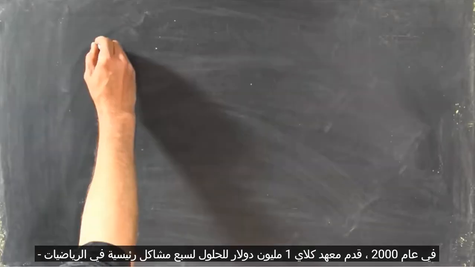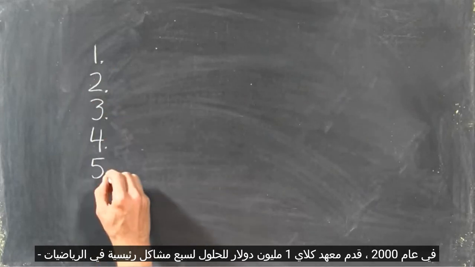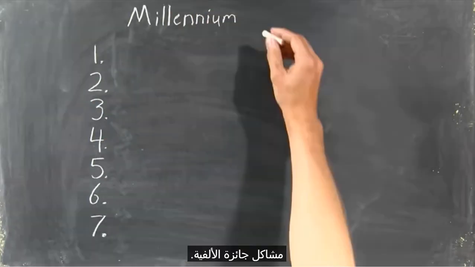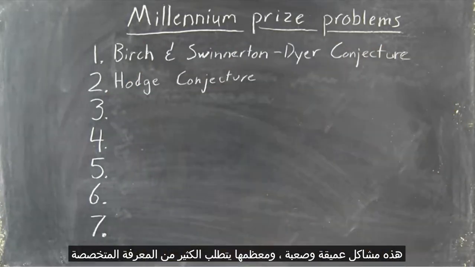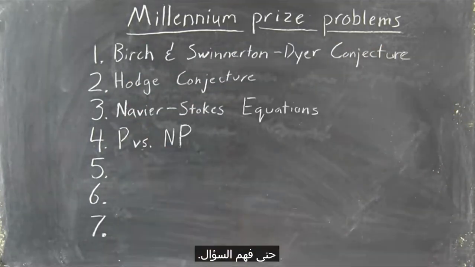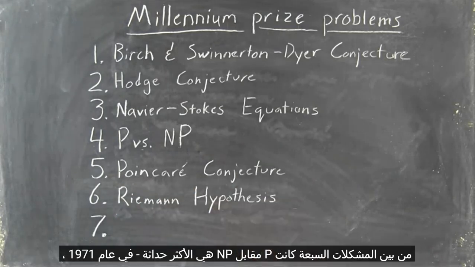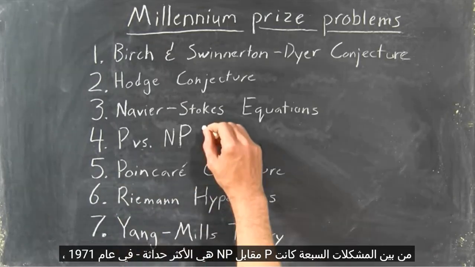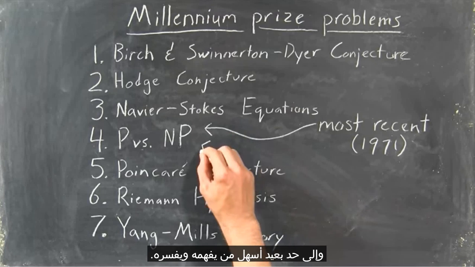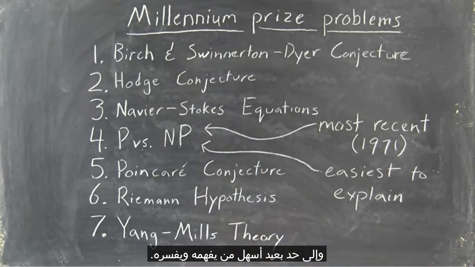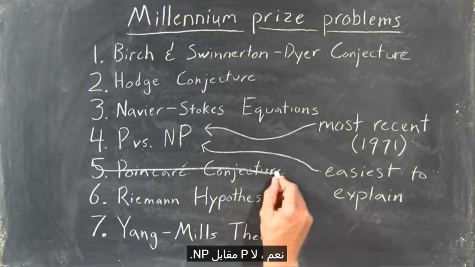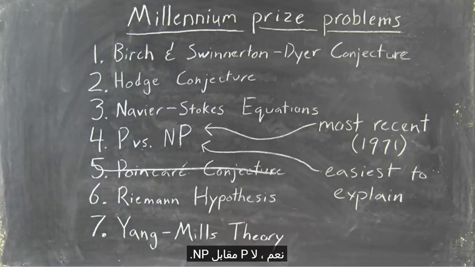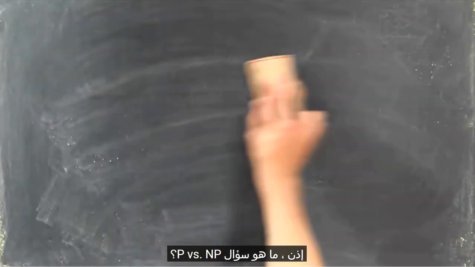In 2000, the Clay Institute offered $1 million each for the solutions to 7 key problems in math, the Millennium Prize problems. These are profound and difficult problems, and for most of them it takes a lot of specialized knowledge to even understand the question. Of the 7 problems, P versus NP was both the most recently conceived, in 1971, and by far the easiest one to understand and explain. And in March 2010, the Clay Institute awarded the first of its 7 prizes for the solution to, not P versus NP. So, what is the P versus NP question?